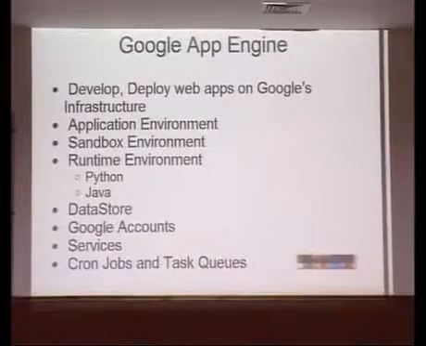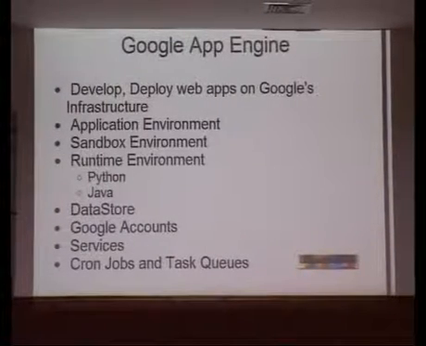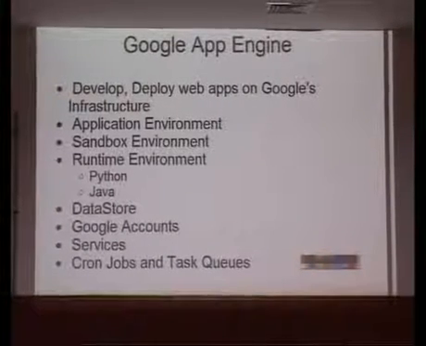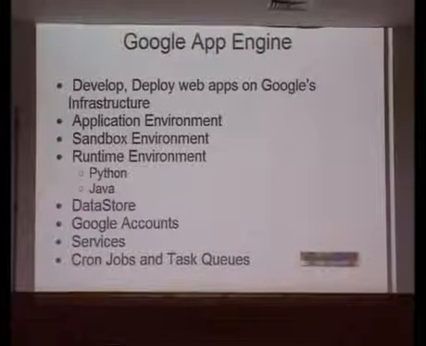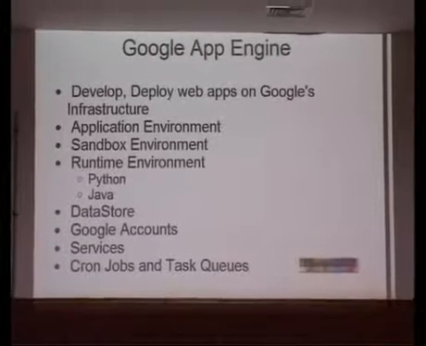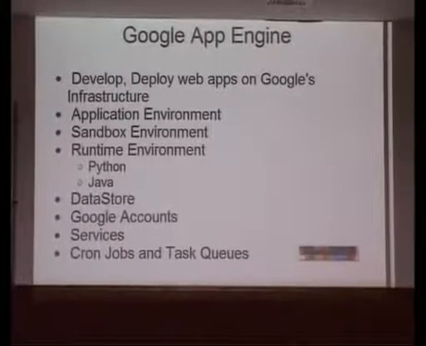Any application needs to have some kind of memcache so that it can perform fast. Any application needs to have some kind of data store. It needs to perform some kind of queries on the data store. It needs to perform some transaction related stuff. So all these things are provided by Google App Engine.